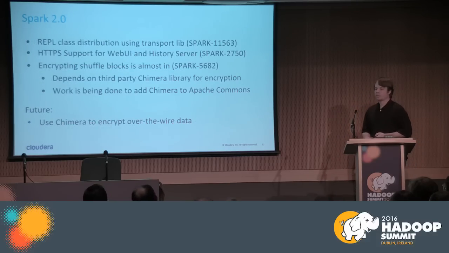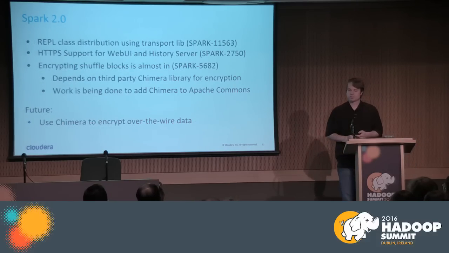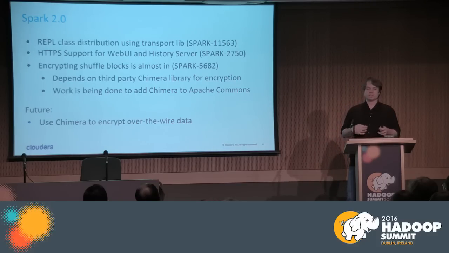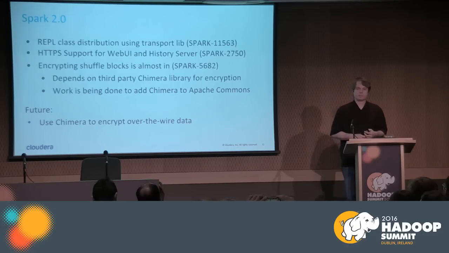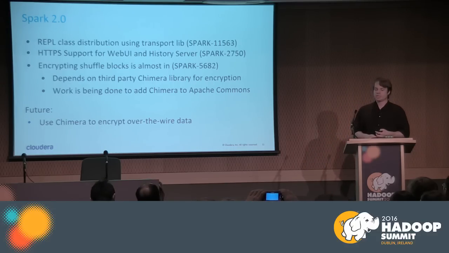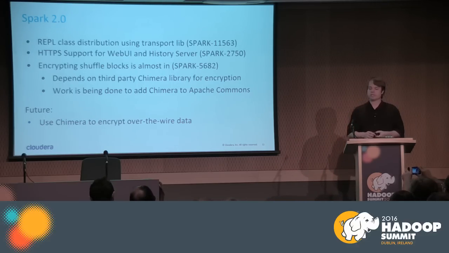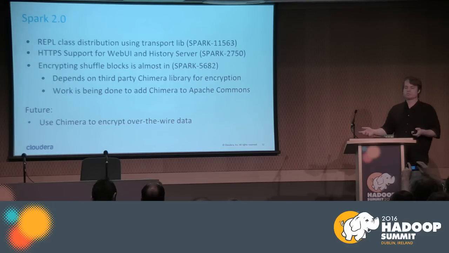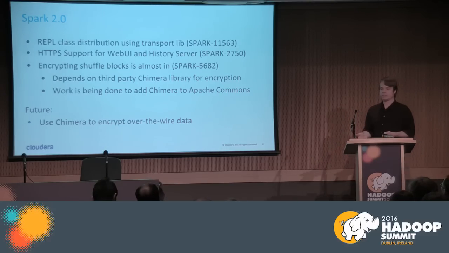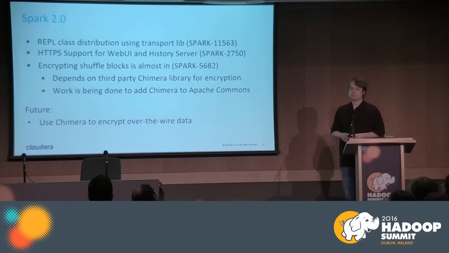In Spark 2.0, a few enhancements will be available. The classes generated by the Spark shell, the REPL, are also going to be distributed using this new transport library. In fact, if you use CDH 5.7, which is based on 1.6, you can get this feature right now. There's also HTTPS for the web UI and the history server. This doesn't fix any of the issues with SSL we talked about before, about certificate distribution and per-user certificates. But if you really want, you can enable SSL on the web UI.